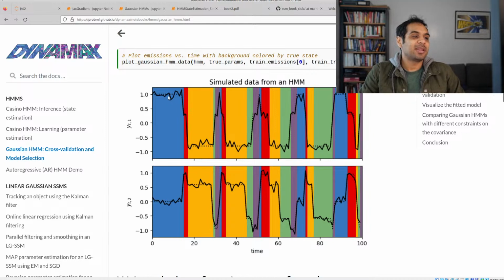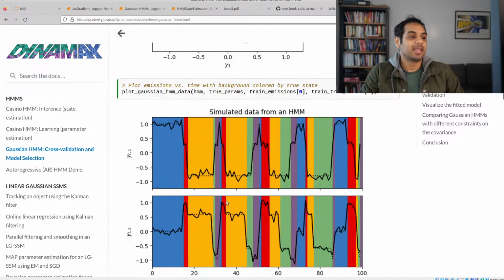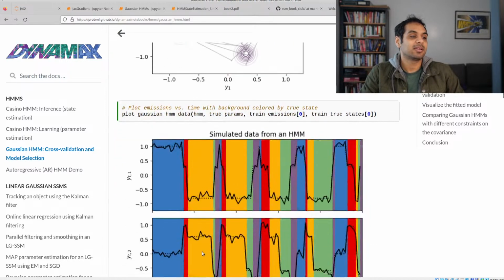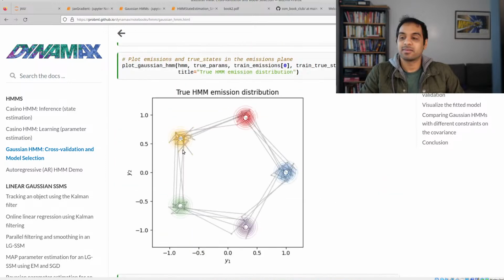As we're in a state, we end up with emissions that are normally distributed in that state. So here we're in maybe the blue state. We get Gaussian emissions along this line in the y1 and y2 dimensions, and then we switch to another state, and then we end up with emissions around a certain region. Then we switch to another state, and you see these lines go. These two lines correspond to the coordinates here. So this yellow here corresponds to the yellow here as well.